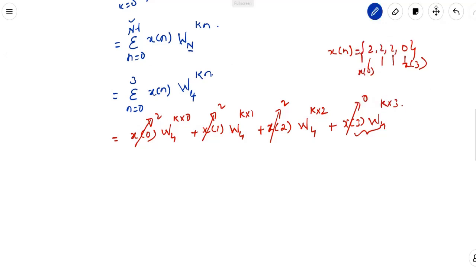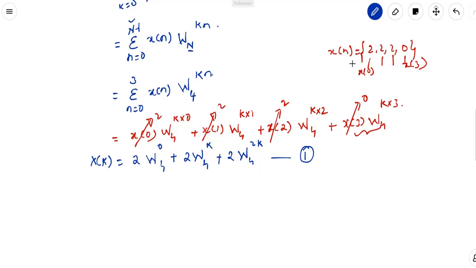So the equation becomes x of k is equal to 2 into omega 4 of 0, because k into 0 is 0, plus 2 into omega 4 of k, because k into 1 is k, plus 2 into omega 4 of 2k. Okay, so this equation I will take as equation 1. Now we have got this equation after substituting the value of n is equal to 0 to 3.